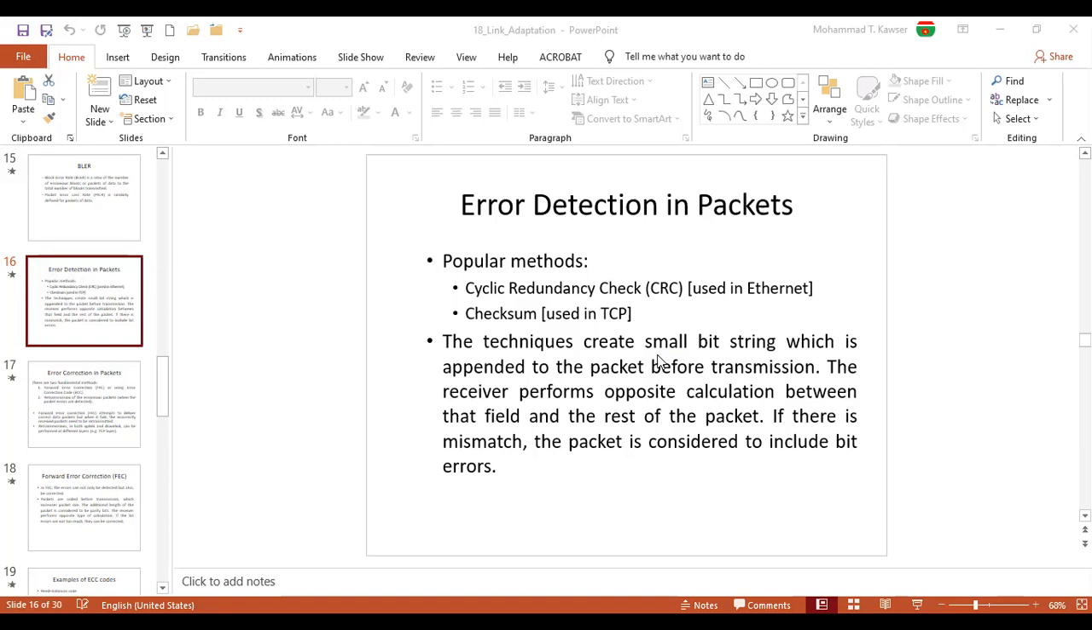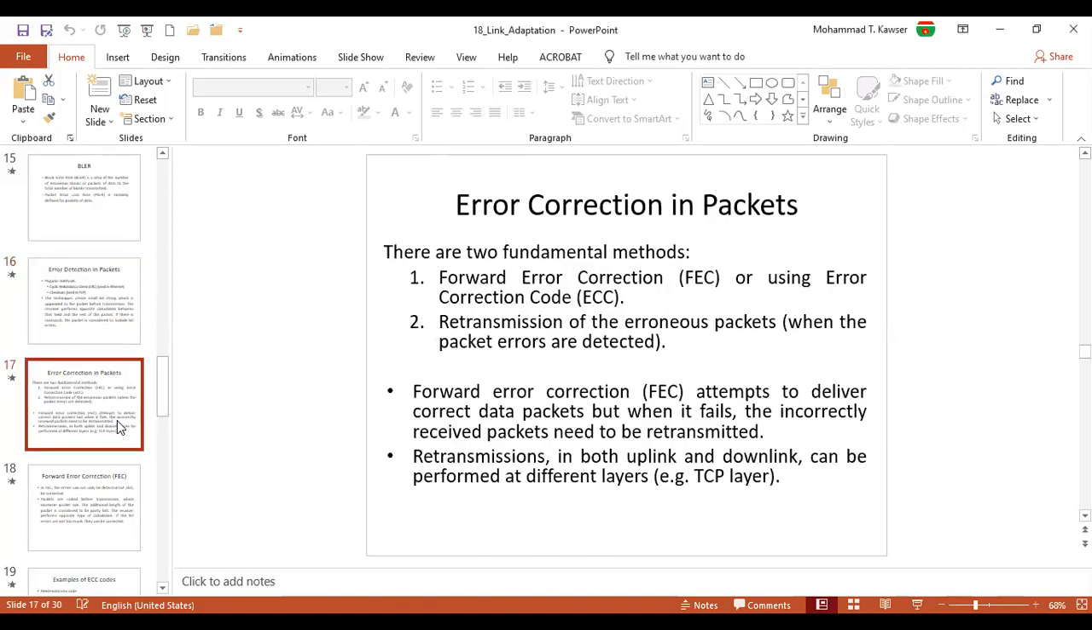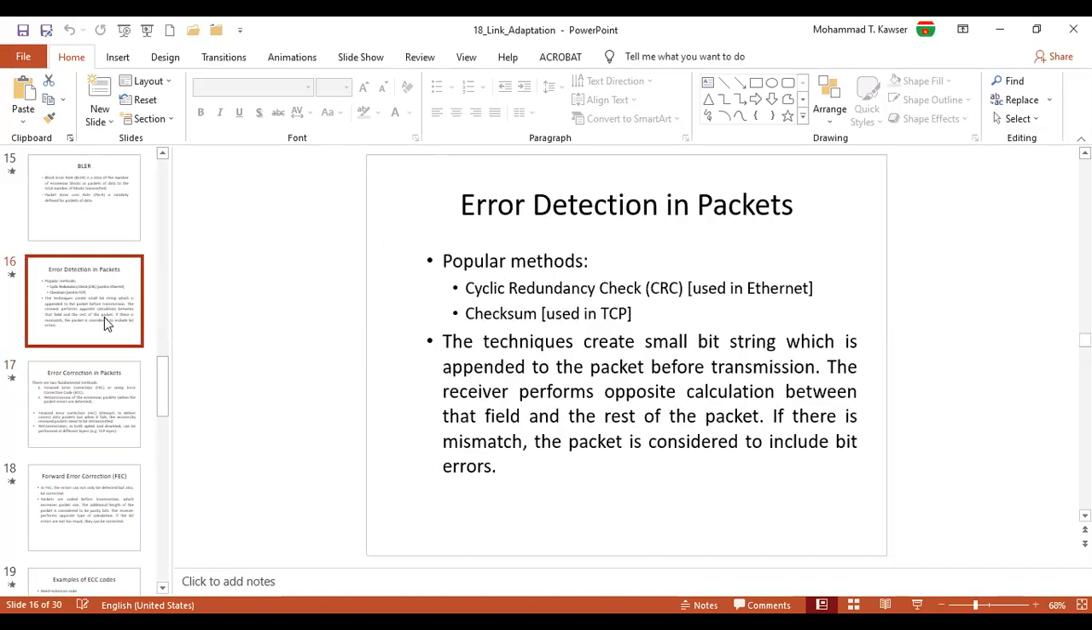But how can it help you? Shortly, I'll tell you. Before that, let me show you that there is a stronger method which is called error correction, where it is forward error correction. It is called forward error correction.